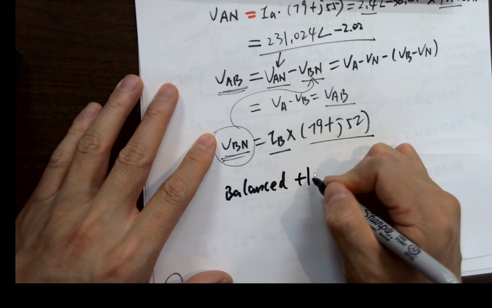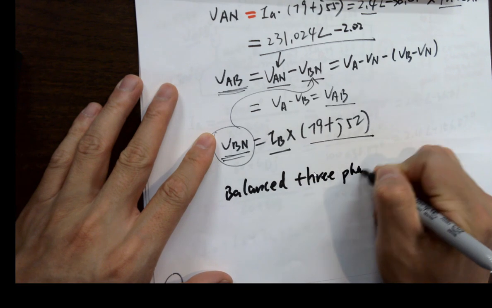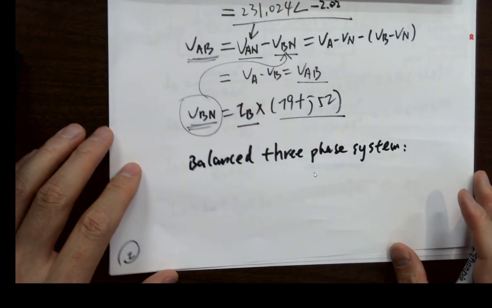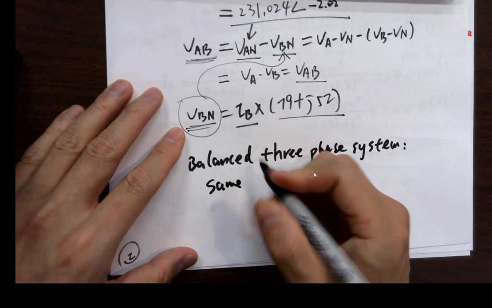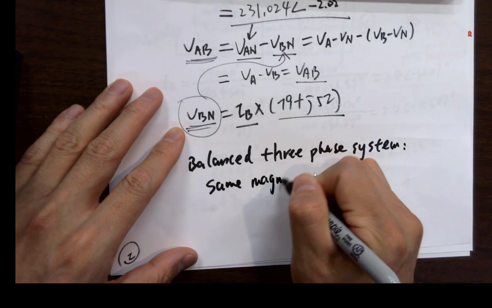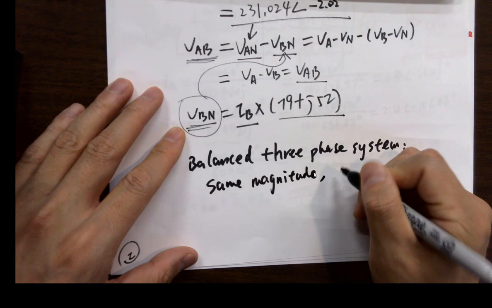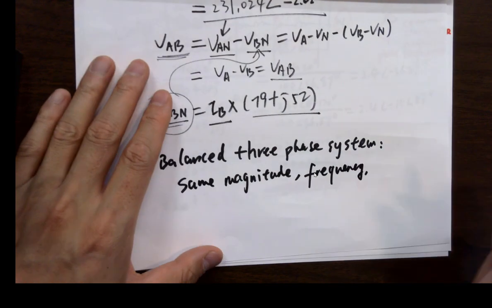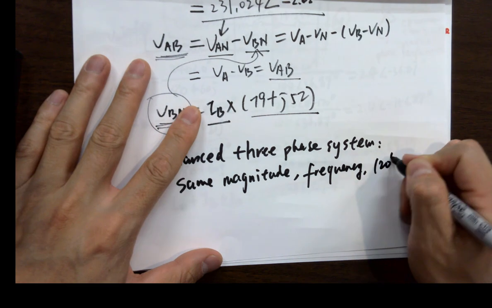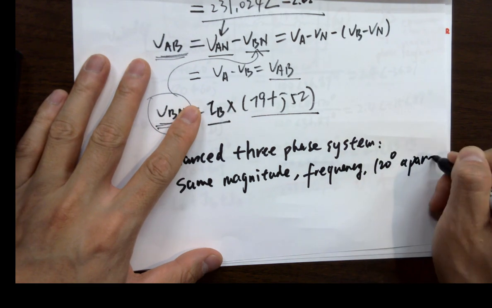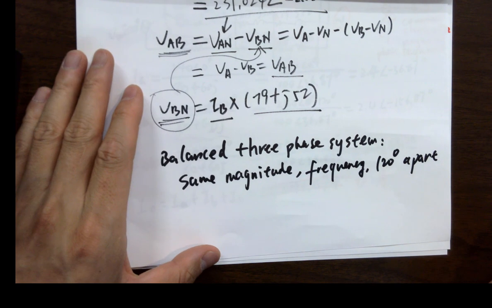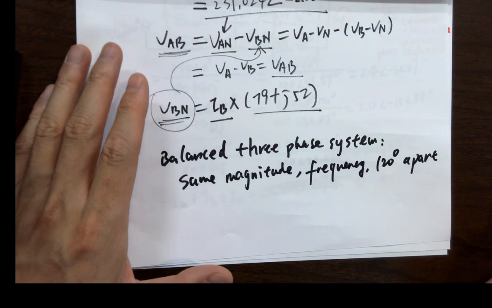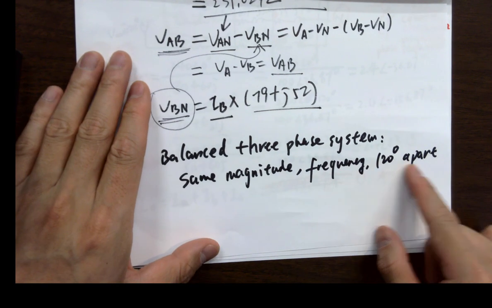Balanced. It's three-phase. That requires what? Same magnitude, right? Same frequency, and 120 degrees apart. Anything else? That's it, right? So same magnitude, same frequency, 120 degrees apart.